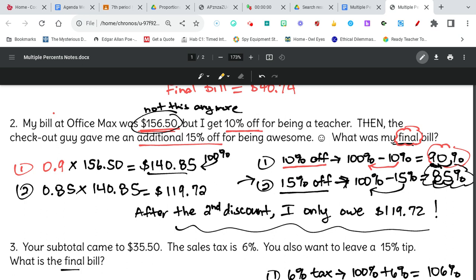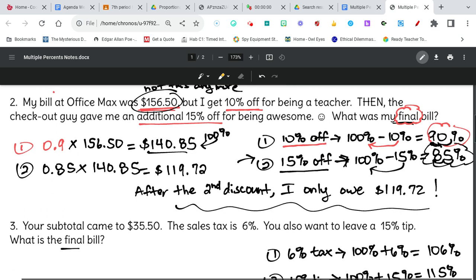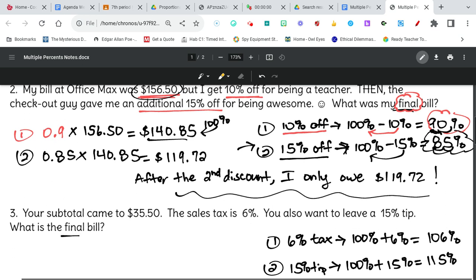I wish that was real. We don't get additional discounts off. We do get some discounts, but not normally. We don't get two at the same time.